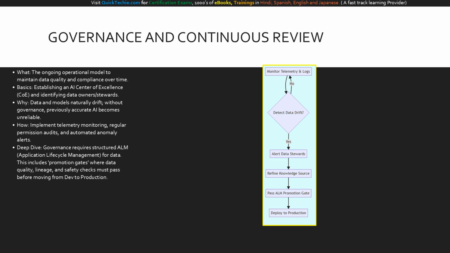The stewards then refine the knowledge source, updating or cleaning the data. But they can't just push it live. It must pass the ALM promotion gate, ensuring all security and quality checks are met. Only then does it deploy to production, refreshing the AI's brain. This diagram perfectly encapsulates that AI is an iterative, managed process, safeguarding accuracy, relevance, and trust continuously.